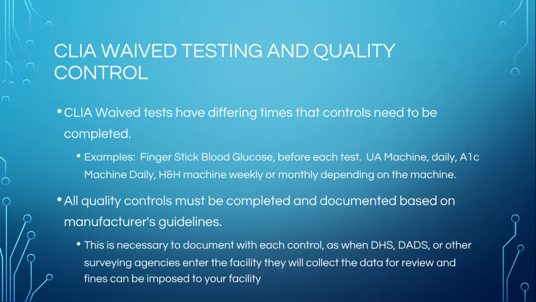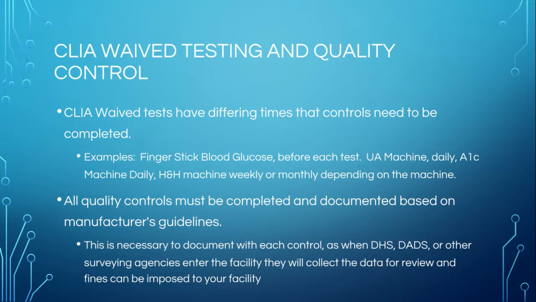A1C machines. So you collect a certain amount of blood from a finger stick. It goes into a little collection container that's about this big. It has just a few drops of blood. It clips on, and it's a machine that will run that A1C to give you an average blood sugar for 3 months. That machine has to have a solution that tests it every day to make sure. Hemoglobin hematocrit machines, depending on the machine itself, it may be weekly or monthly that control has to be done.